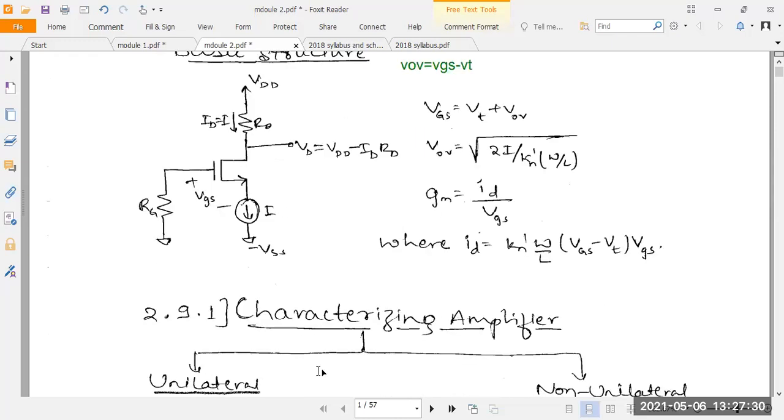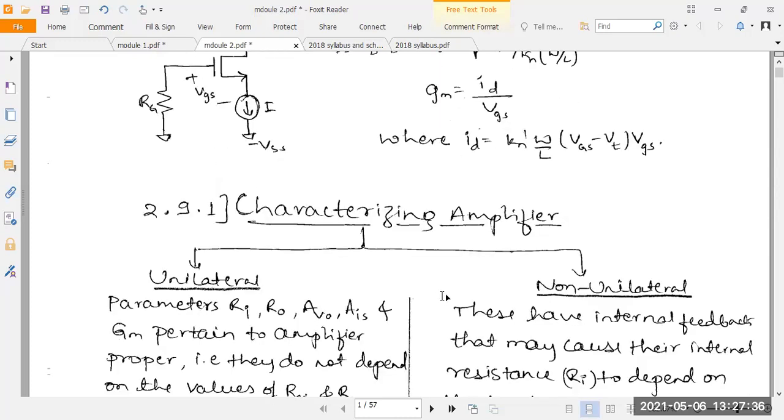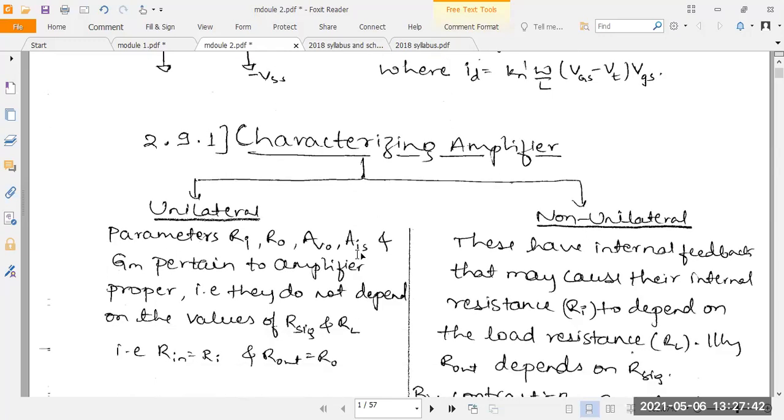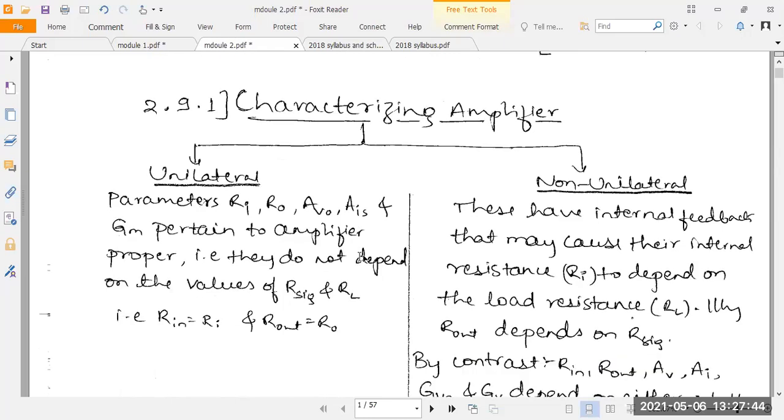Next, we want to take the characterization of the amplifier. So that is unilateral and non-unilateral. When you come to the unilateral case, we want to consider the different parameters. So what do parameters mean here? We want to take the resistance, capacitance, current, voltage, and gain, with respect to current and voltage. Understood?